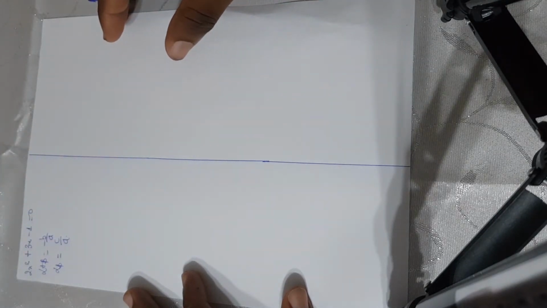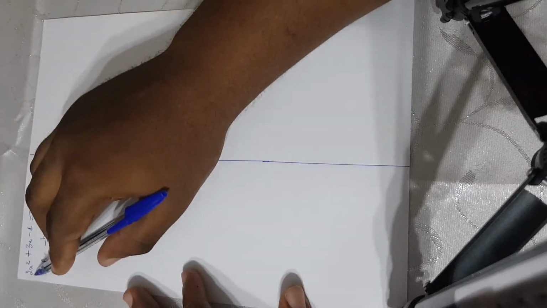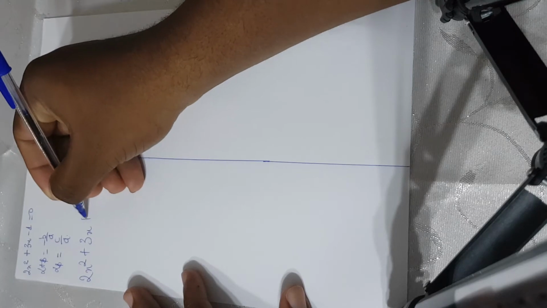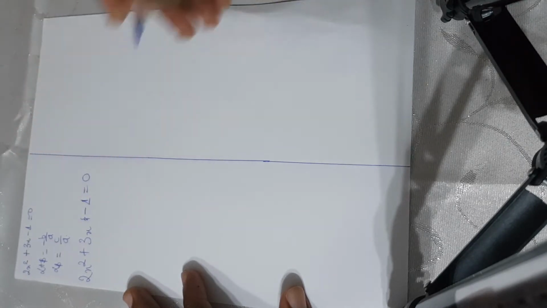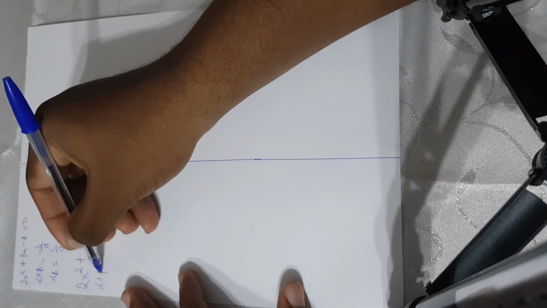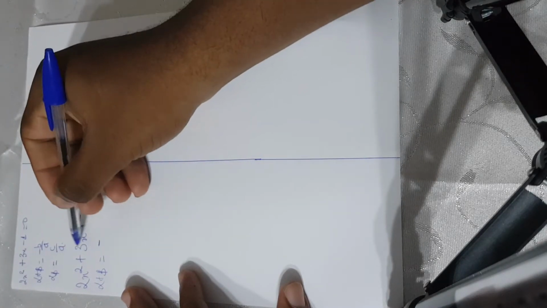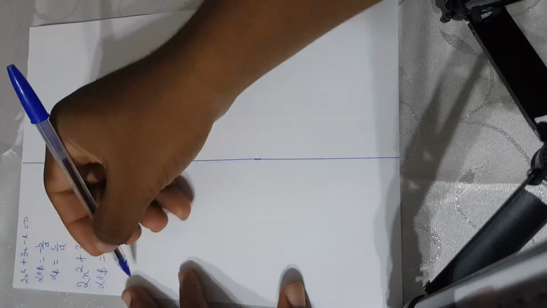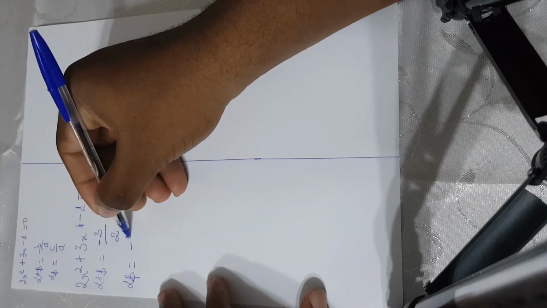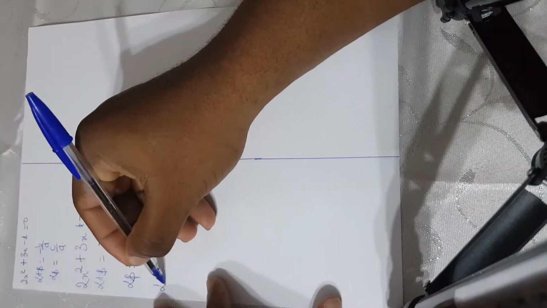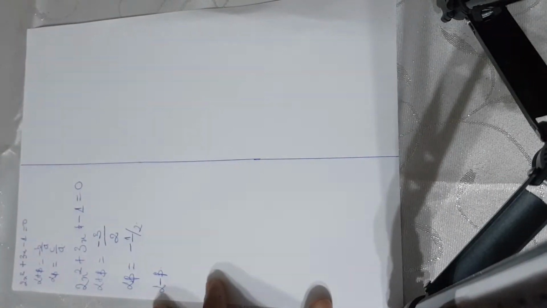So now the question we need to ask ourselves is, in this equation, 2x squared plus 3x minus 1 equals 0, we see that alpha plus beta is equal to negative b, which is negative 3 all over 2. So this is our alpha plus beta. And alpha beta is equal to negative 1, which is c all over 2. Now, if you are asked to find alpha minus beta, what do we do?